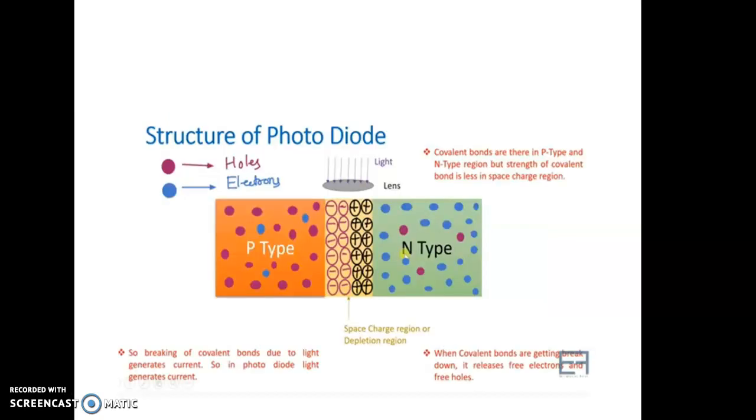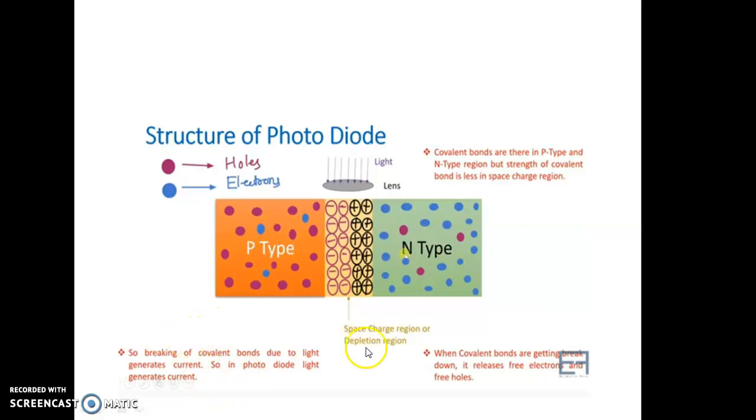Photo means light. So light is energy. The light signal is converted into an electrical signal. So the light energy is converted into electrical energy. This is the structure of a photodiode.